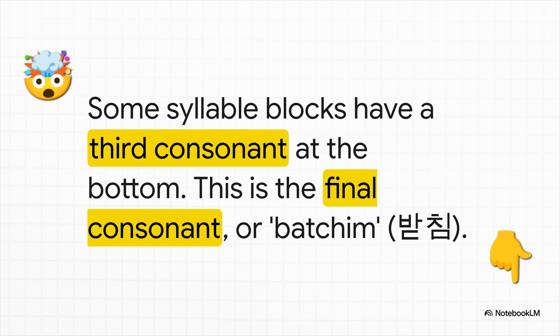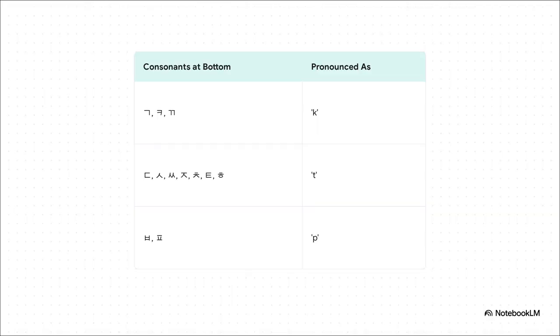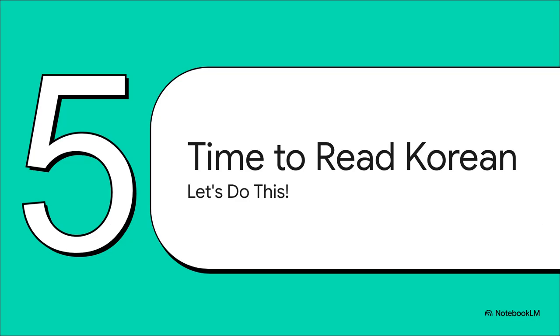But there's a tiny twist. A consonant sound can sometimes change when it's sitting in this final spot. But don't worry, it's not random at all. The rules are actually super simple. A whole bunch of different consonants all get simplified down to just a few sounds when they're at the bottom of a block. For instance, g, k, and gug all just make a hard k sound at the end. And an entire group of other letters all just simplify to a clean t sound. And a couple more both simplify to a p sound. It's a massive shortcut.